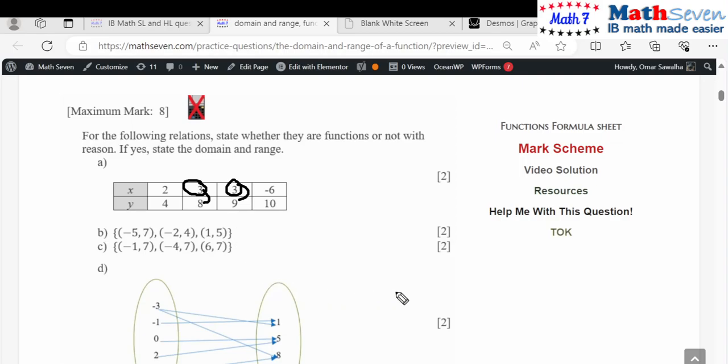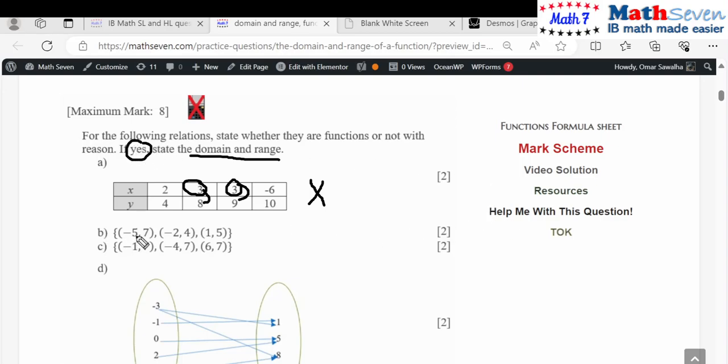So one time the 3, if I have it as an input, it gives me 8. And another time, if it was an input, it gives me 9. That's not functional. You need something: if you give 3, it gives me 8, and if you have another 3, it still gives you 8, not a different value. So for the first one, it's not a function. It's just a relation. And I'm not going to state the domain and range because they said "if yes". So that's the first one.